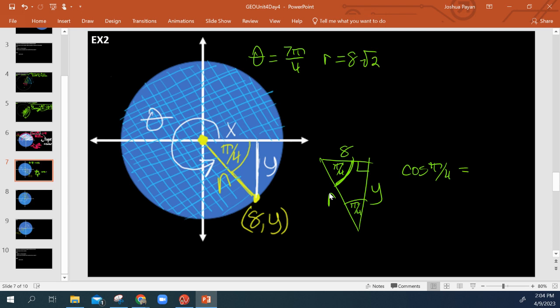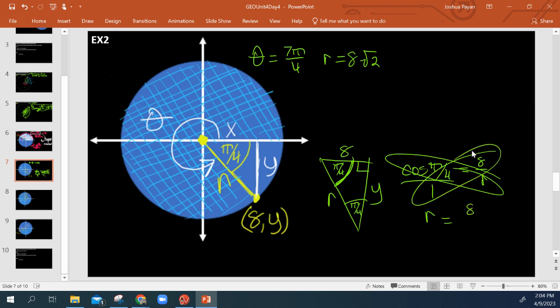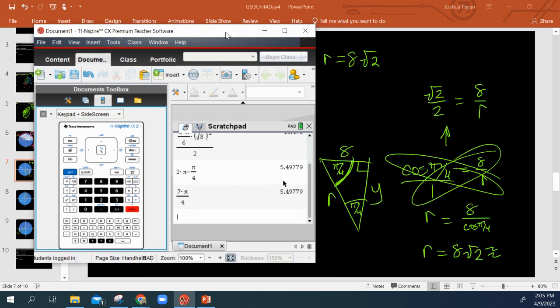So cosine of pi over 4 equals adjacent over hypotenuse. So cross multiply, and r is going to end up being equal to, I'm going to skip some steps here, 8 divided by the cosine of pi over 4. Or if we treat it like a special angle, we could say square root of 2 over 2 equals 8 over r, right? Either way, we're going to arrive at 8 square root of 2, which is approximately, and you don't have to be fancy like me, I'll enter it in just like how you see it here.